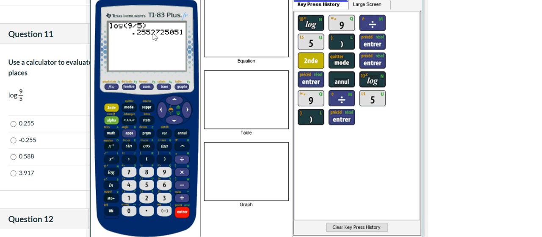0.255. The fourth decimal, 2, is less than 5, so you round it down. The answer should be 0.255. That will be the one right here. Okay, so that's question 11.